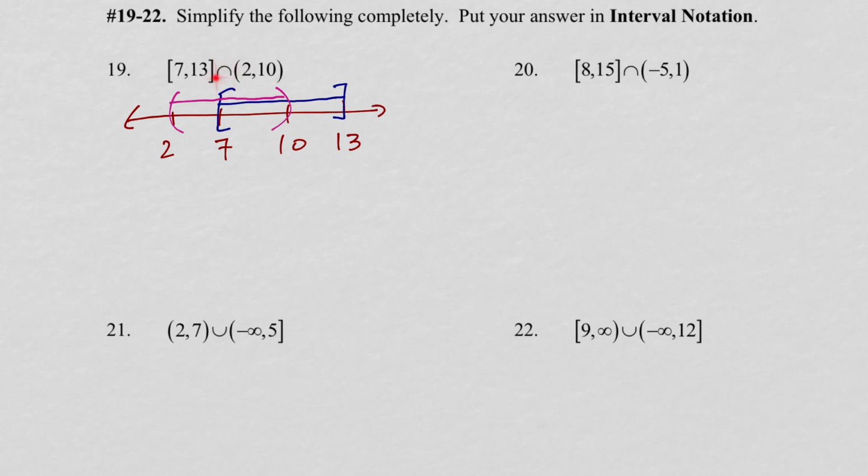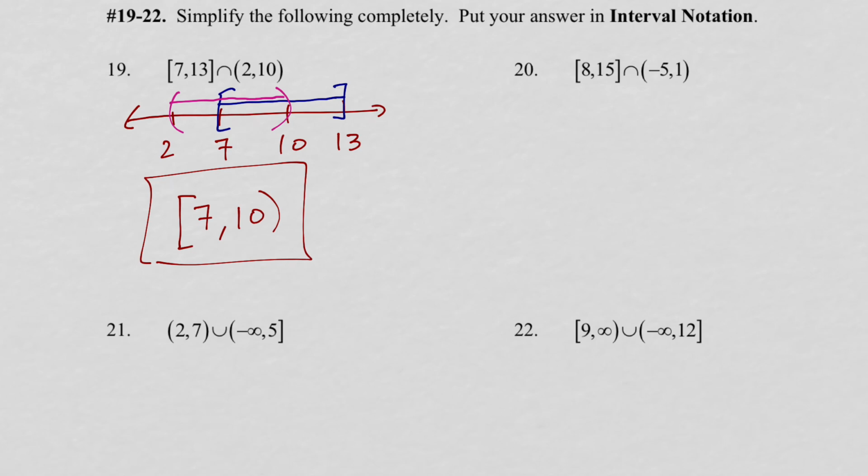This upside down U means the intersection, which is the part they share in common, just this part. So our answer in interval notation is a bracket on the 7, a parentheses on the 10, because you have to look at what's being shown here.